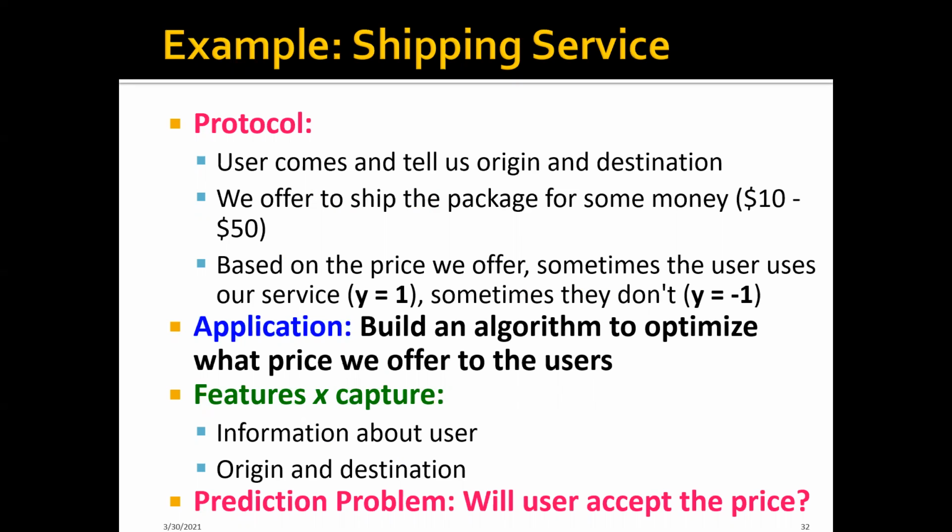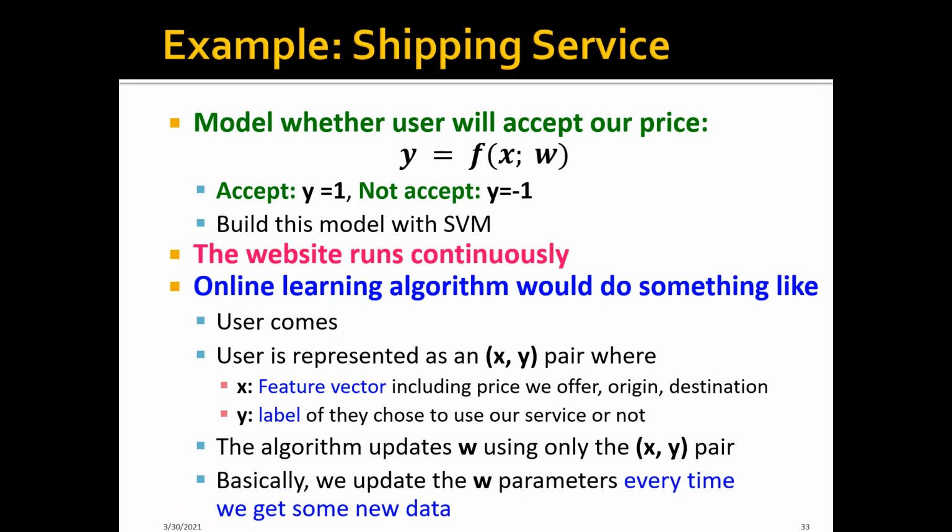So in this classifier, we have the X and Y, right? And the features X will capture the information about the user and the origin and the destination of this shipping. And the prediction problem, the Y here, is that we want to predict, will the user accept the price? And formally, we're actually trying to model whether the user will accept our price using a model y equals f of x with a parameter of w. So if it's accept, then it's a positive label, and if it doesn't accept, it will be a negative label. So we want to build this model with SVM.